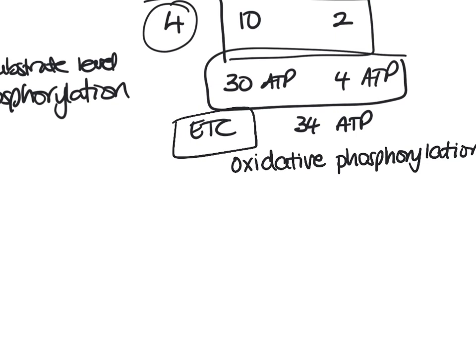Where does the oxygen come in the electron transport chain? At the very end. We need oxygen there to accept the hydrogens to make water at the very end, hence the name oxidative phosphorylation, because you've got ADP, you're adding a phosphate on, hence the term phosphorylation.